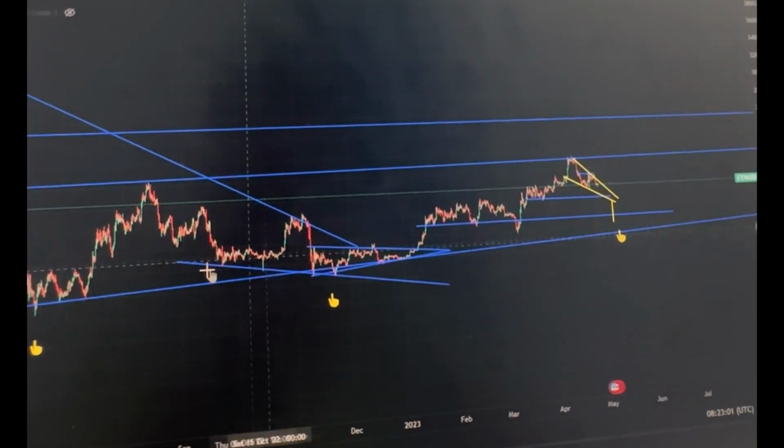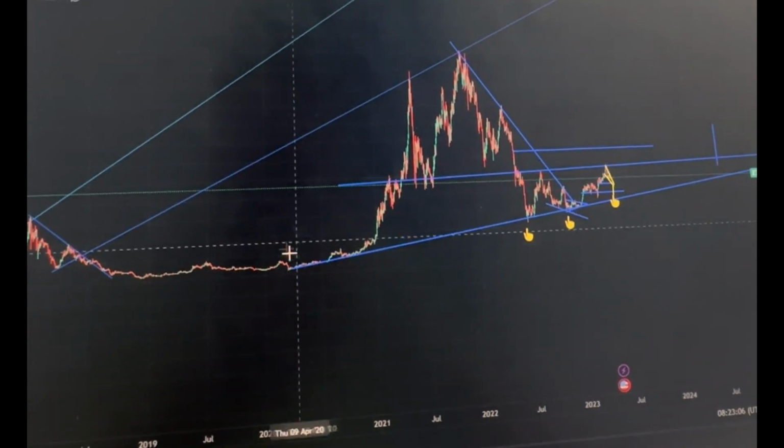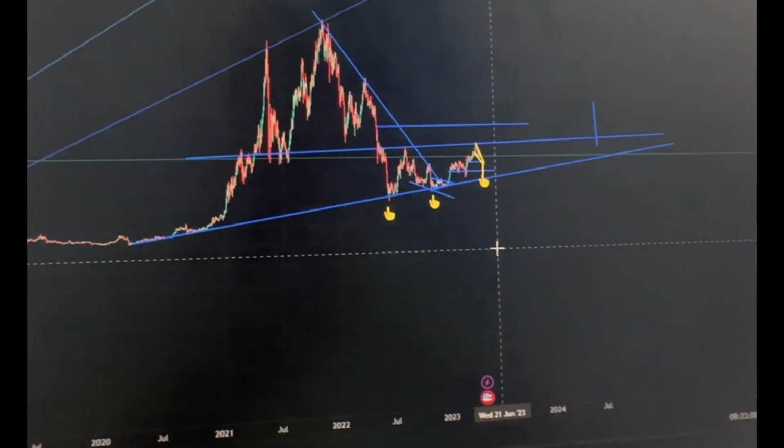And meanwhile, the chart of Ethereum is very bullish. As you can see, we are touching this important line. So very nice for Ethereum.